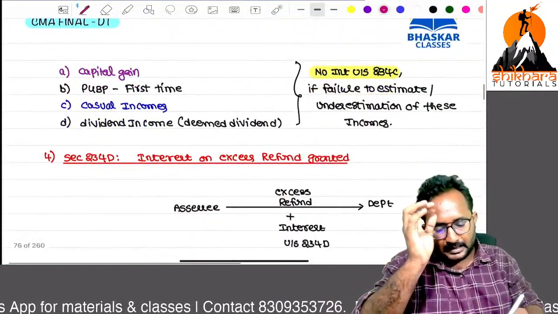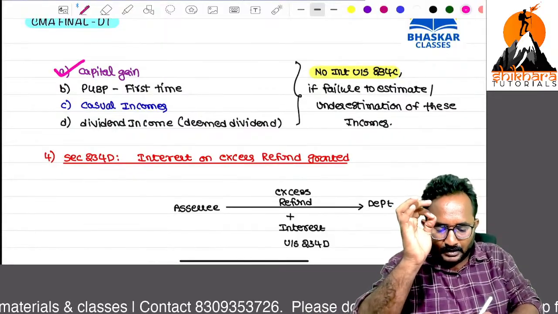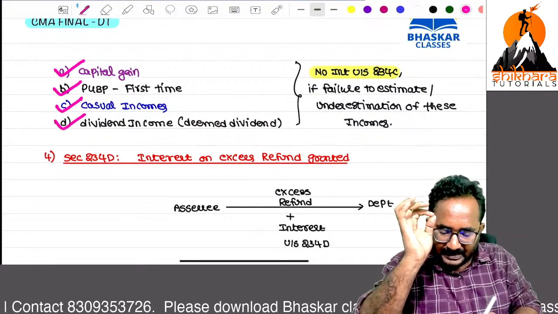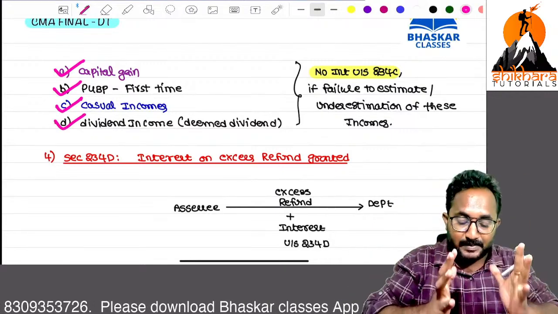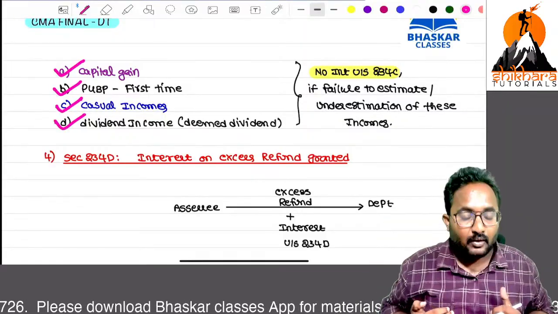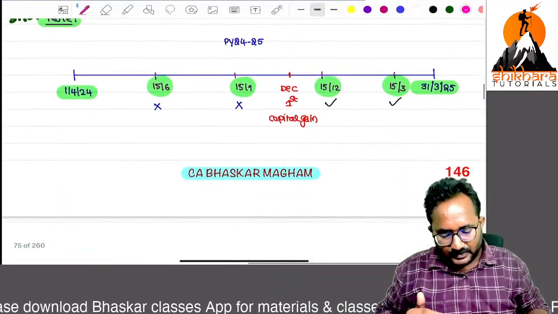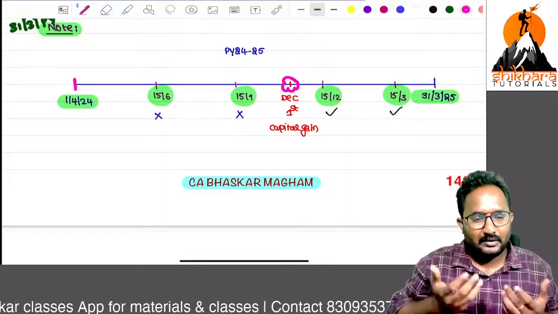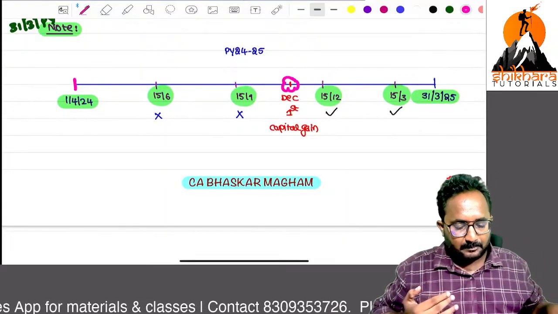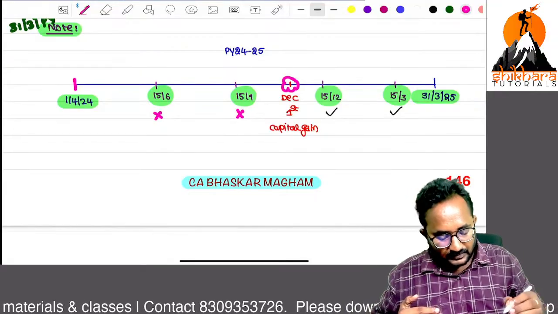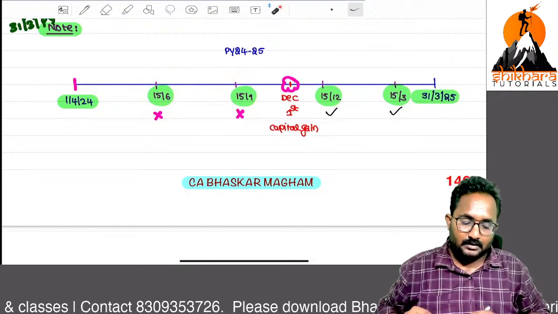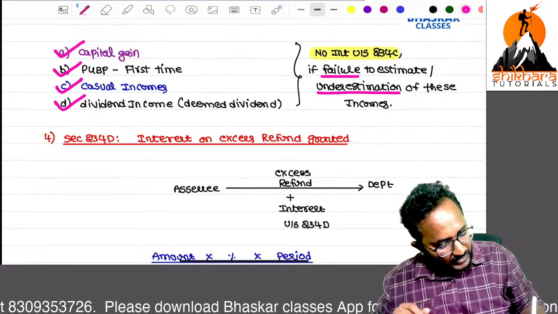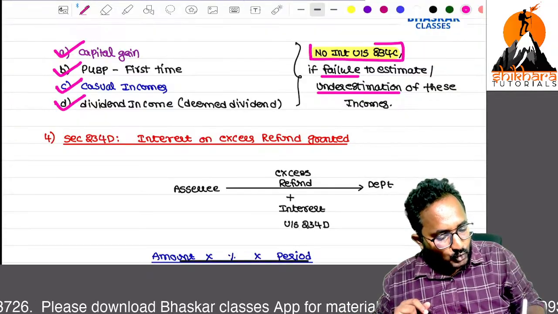Now, remember these 4 things: capital gain, business or profession income in the first year, casual incomes, and dividend including deemed incomes. These incomes are highly unpredictable. Do I know on the first day of the previous year whether capital gain income will arise on the 1st of December? I don't know. So without that, you can calculate and pay the installments. Remember, if you fail to estimate these 4 incomes, or if you underestimate these 4 incomes, we need not pay the 234C interest.